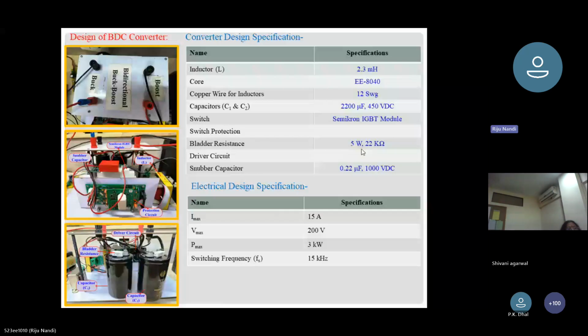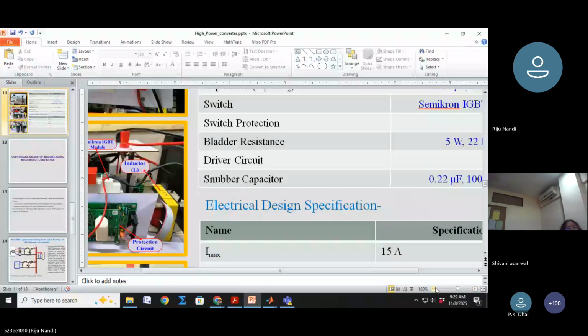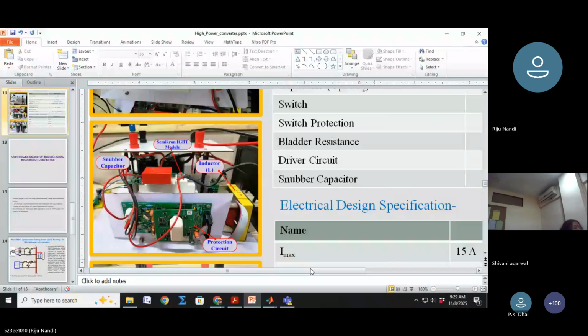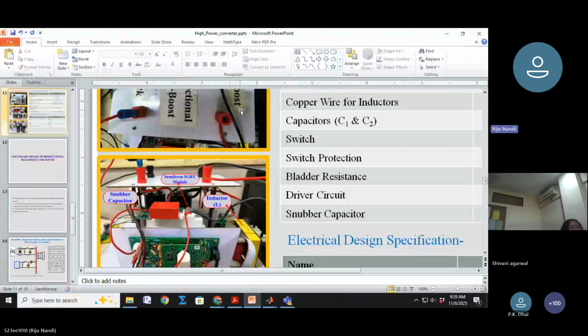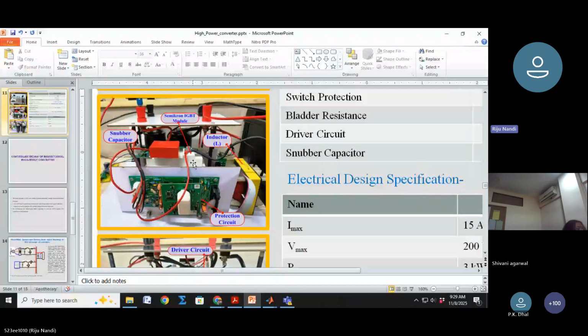So this is the driver circuit, then the snubber capacitor. I have told about the snubber capacitor. So you can see that I have made the bidirectional buck-boost converter. You can see this IGBT module is there, and there is a snubber capacitor for the protection of the IGBT.